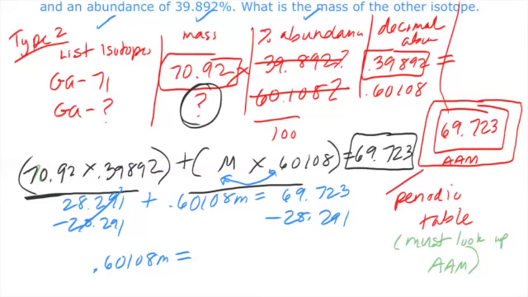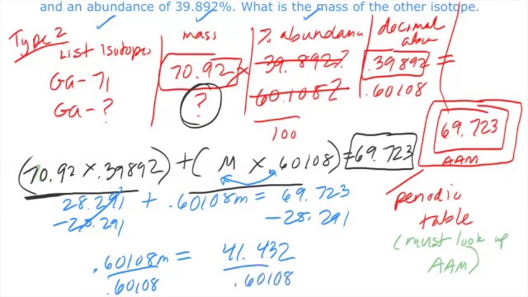69.723 minus 28.291. I'm sorry, that was painful. Is equal to 41.432. All right, now how do we solve for M? We have to divide by 0.60108 on both sides.